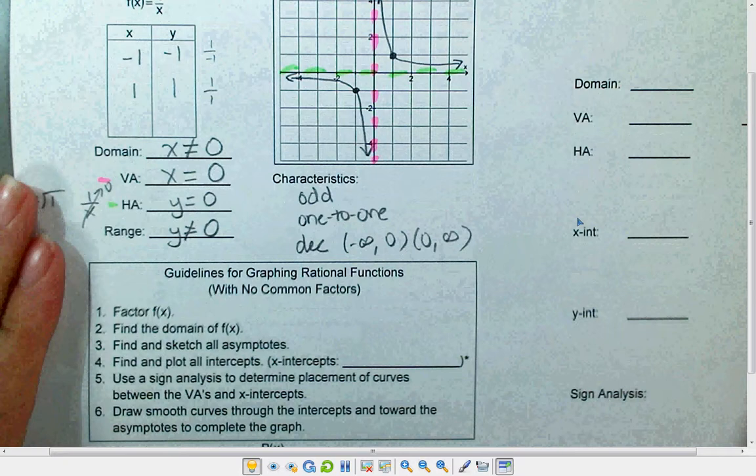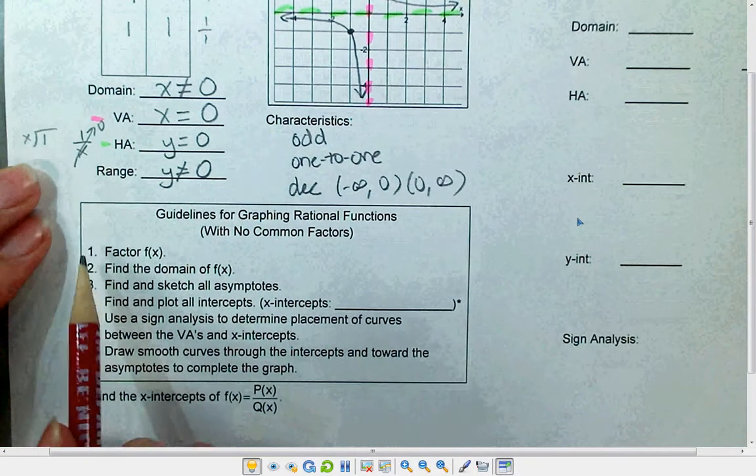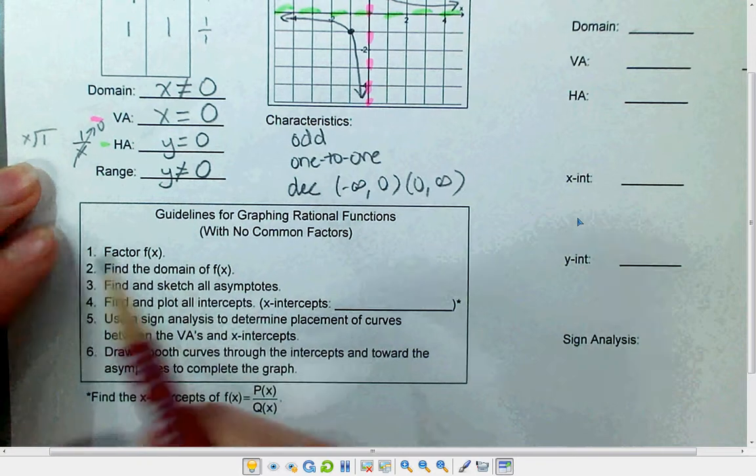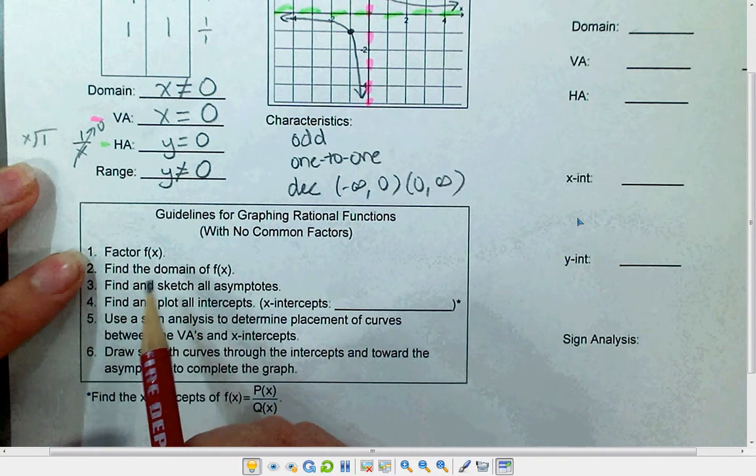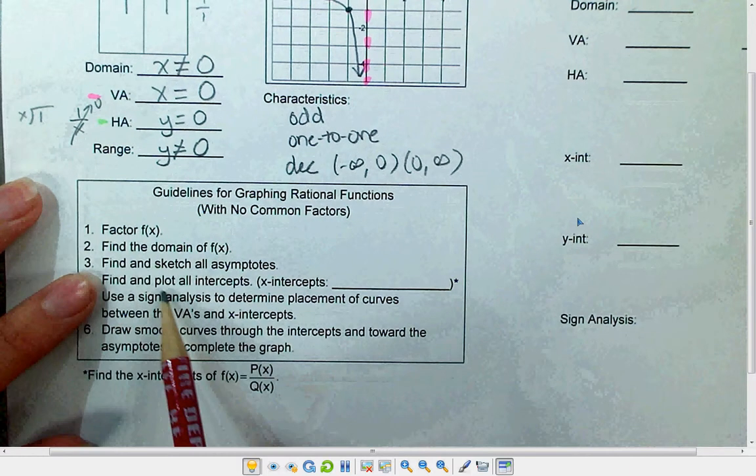Now to draw the rest of our rational functions, these are the steps we're going to take. First step is to factor it. Then we're going to find the domain and all the asymptotes and sketch them like we just did for this one. And then we're going to find and plot all the intercepts.